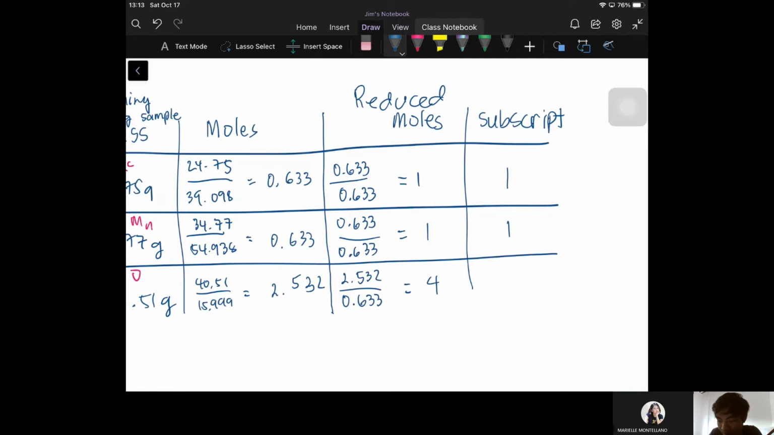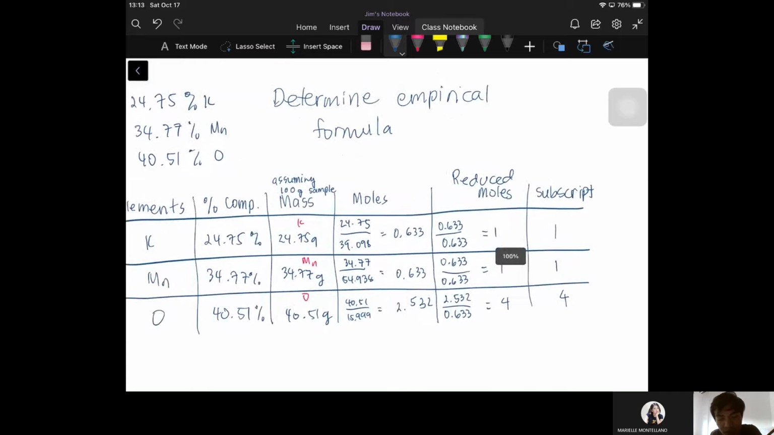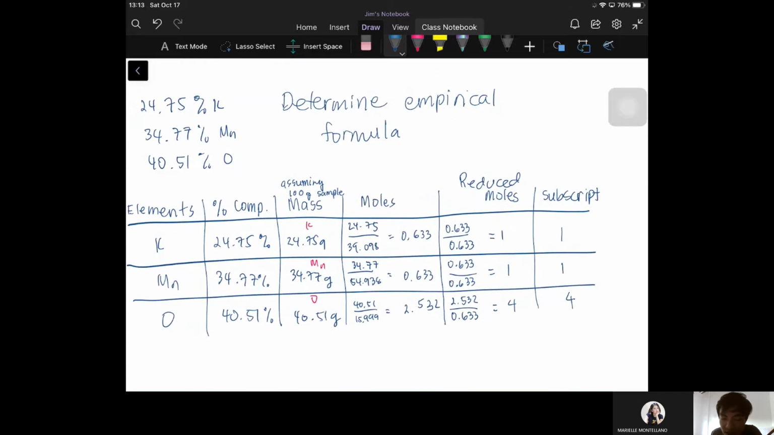So we just copy them. That means the empirical formula of the compound having 24.75% potassium, 34.77% manganese, and 40.51% oxygen would be KMnO4. So this is its empirical formula: one potassium, one manganese, four oxygen atoms.